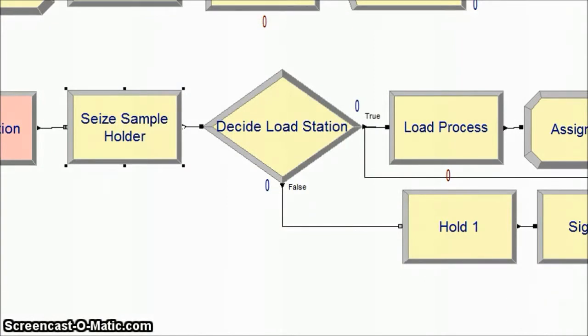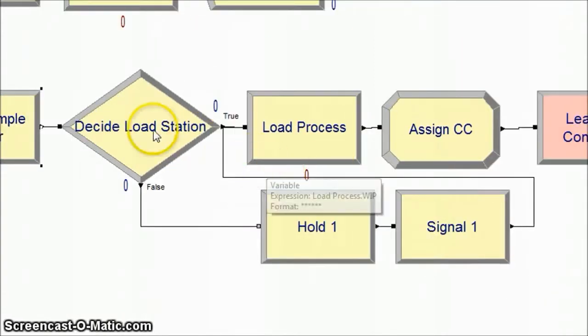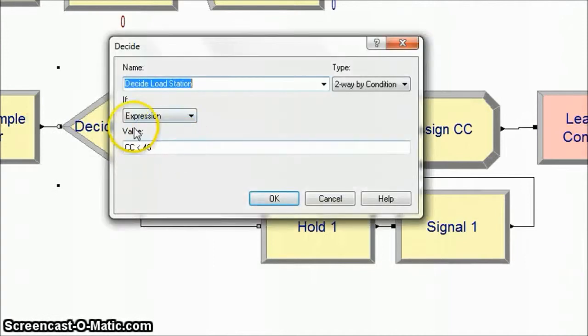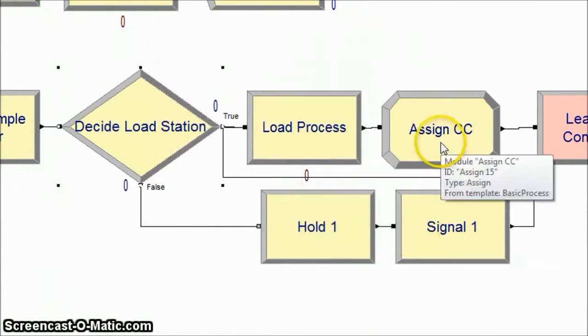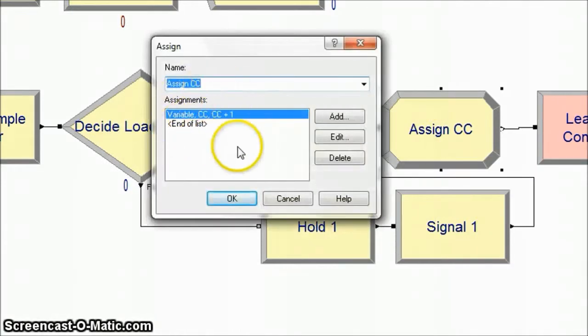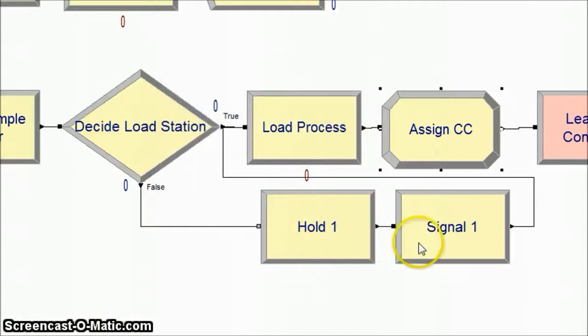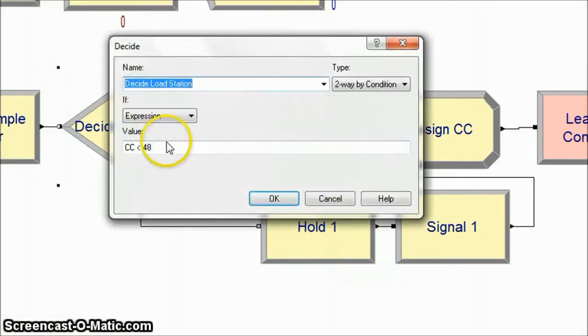Then, the samples enter the decide load station. This station is in combination with an assign, and the cc+1 capacity conveyor variable will add a unit every time that a sample holder accesses the conveyor. By doing this, we make sure that the capacity of 48 sample holders inside the conveyor will not be exceeded.